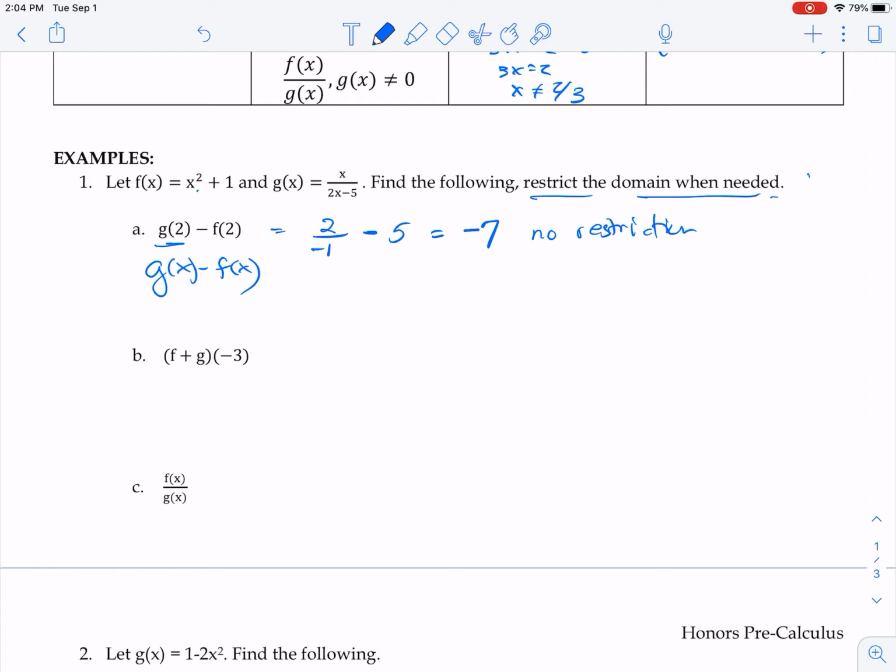Okay, if I did it in terms of x, you'd have x over 2x minus 5 minus (x squared plus 1). You have to, x cannot equal 2/5, right? No, 5/2, because you get 0 in the denominator. So that'd be the restriction on the domain.